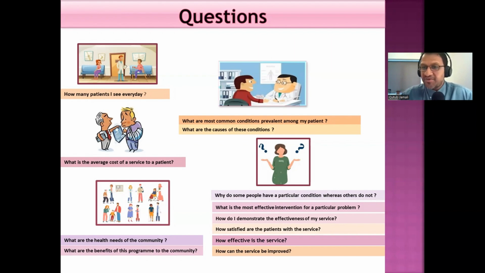And how can the service be improved? Again, it's service related. You've started a new clinic and you've seen the benefits and how this has improved the overall service. So these questions include the incidence, prevalence, cost effectiveness, cost benefit, effectiveness of the treatment, effectiveness of the intervention, and identifying the risk factors. So these are the common things you come across, isn't it, in your clinical practice?